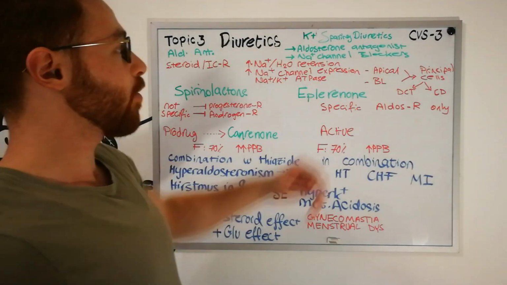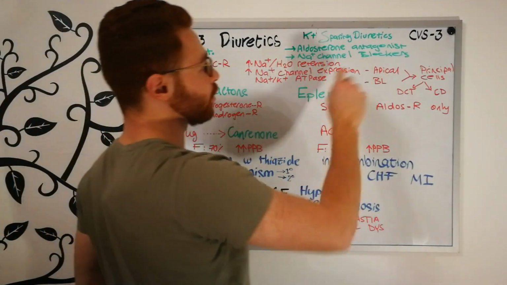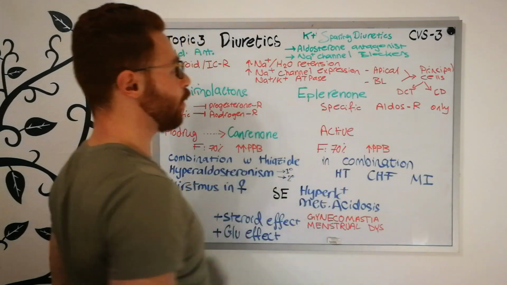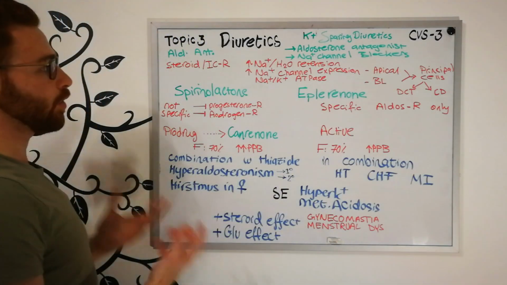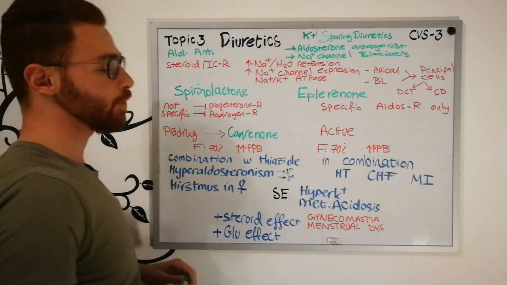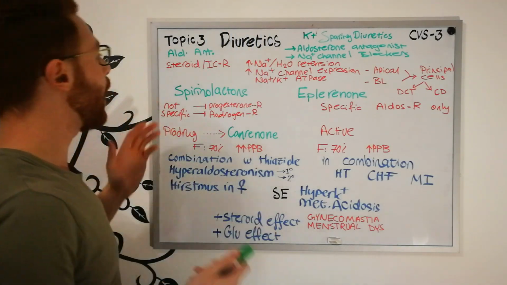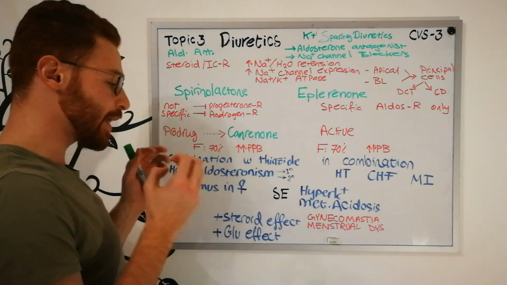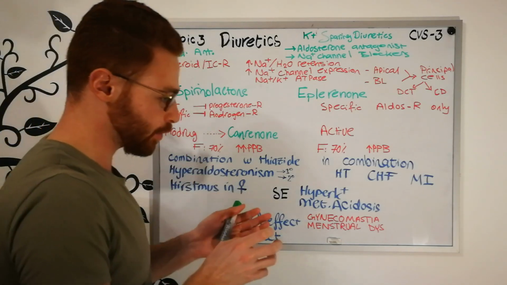The potassium-sparing diuretics: we have the aldosterone antagonist and we have the sodium channel blockers. Let's start with the aldosterone antagonist. Now, we know that aldosterone is produced from the adrenal cortex, right? And it is a steroid, so it has an intracellular receptor, right?